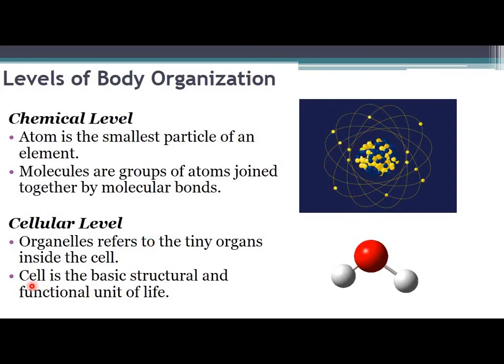Next is the cell. The cell is the basic structural and functional unit of life. As simple as that, the cell is the fundamental unit of life. In the nerve cell, for example, you can see several organelles, such as the nucleus. The nucleus is an example of an organelle that you can see in the cell. All living organisms are made up of cells.